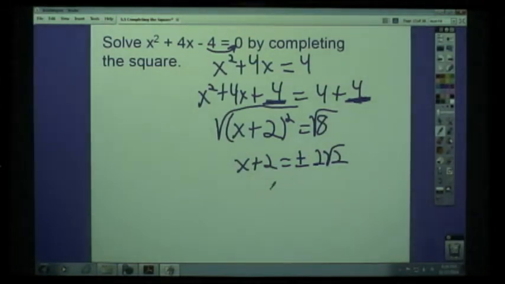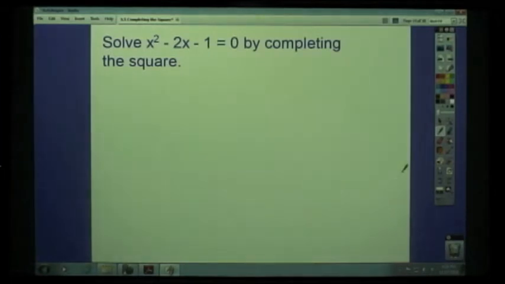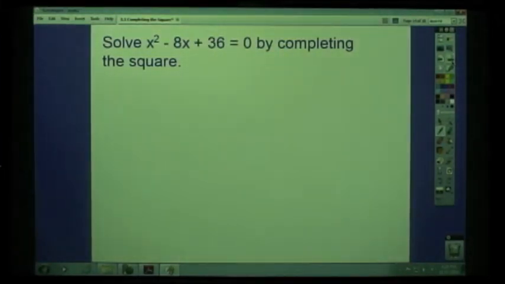Then I subtract the 2 over, so that's going to be negative 2 plus or minus 2 on the square root of 2. All right. So now I want you to try this guy right here. Pause the video.